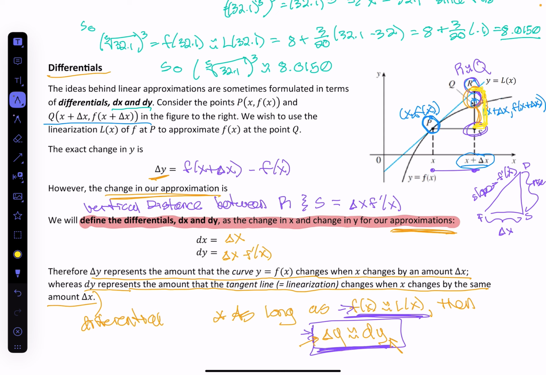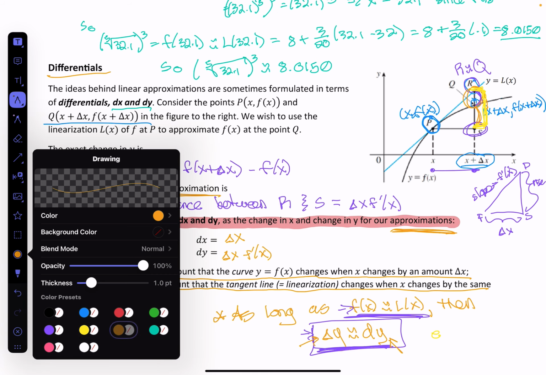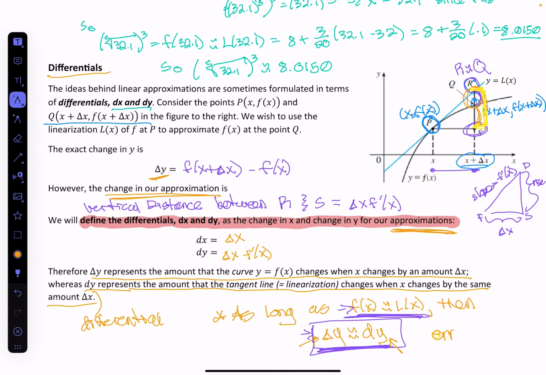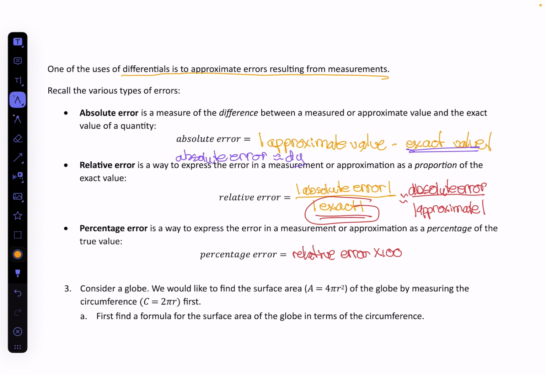So clearly there are some differences there, but if all of these values are small, then saying that the error is approximately equal to dy is not a terrible approximation. Perhaps there might be something better, but if you don't know what the exact value is, then this is about all you have. So we say the absolute error is approximately equal to dy.